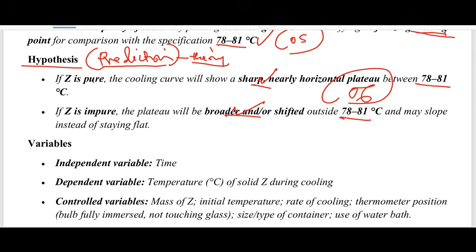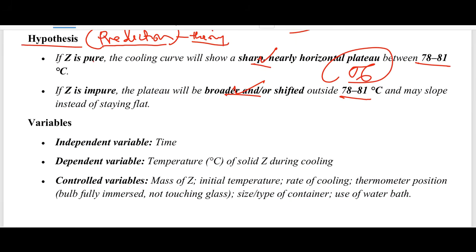And then we go to the variables. Variables are things that keep on changing as you carry out the experiment. And we say that they are categorized into 3. Number 1, we have the independent, we have the dependent, and we have the controlled variable.